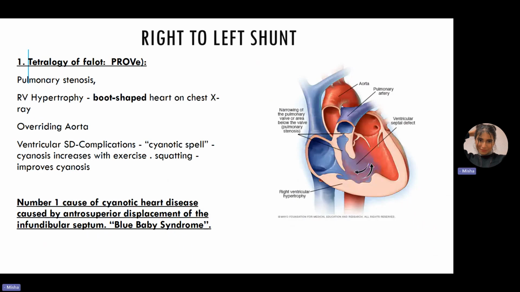Now, tetralogy of Fallot is the number one cause of cyanotic heart disease, and it's caused by the anterosuperior displacement of the infundibular septum, leading to a blue baby syndrome. Now, it basically has a classical tetrad, which you definitely need to know. The first, and you can basically use the mnemonic PROV in this case.